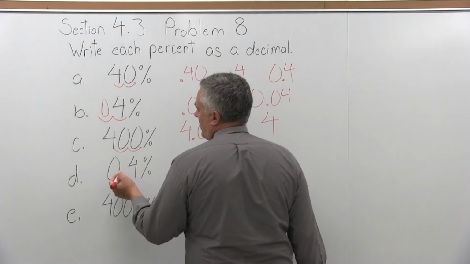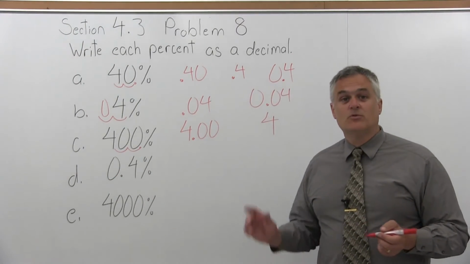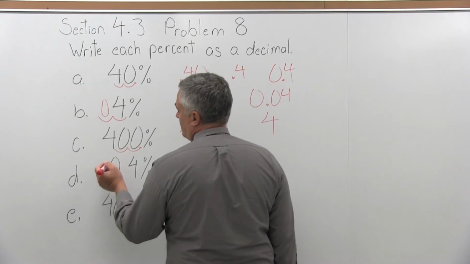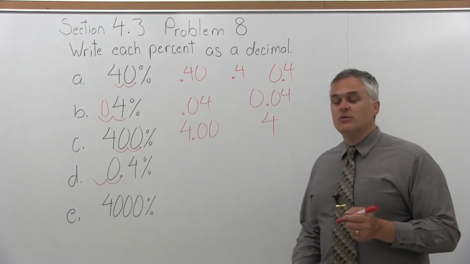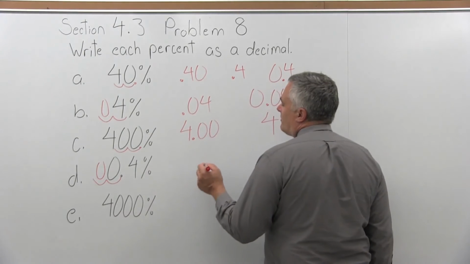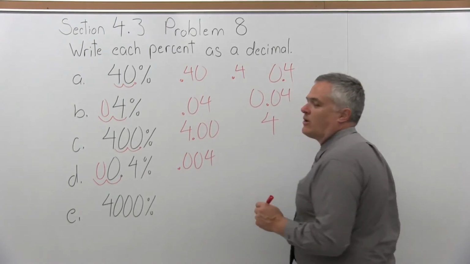The next one, part D, 0.4%. So you do have a decimal written. To convert it from a percent to a decimal, you would move 2 positions to the left. So you move 1 position, you get to the left of that 0. You move 1 more position, you've run out of room, but you still move anyway. You create a blank spot, which you would fill in with a 0. So 0.4% as a decimal is 0.004.